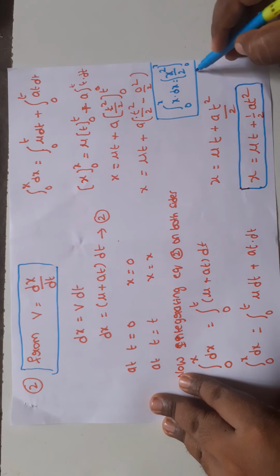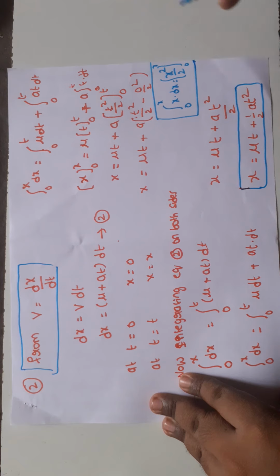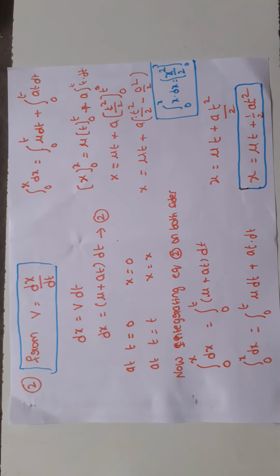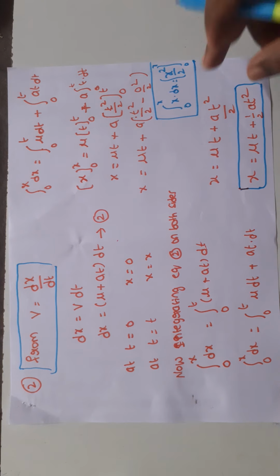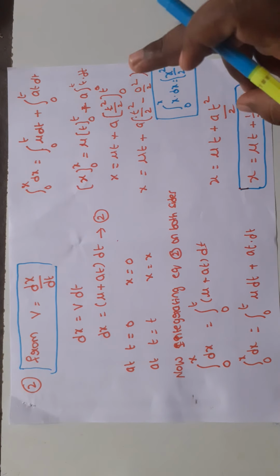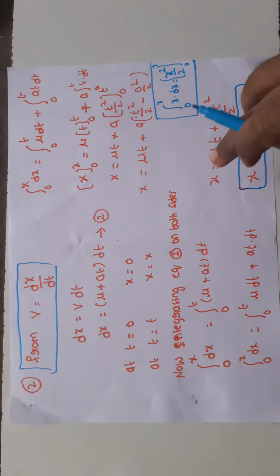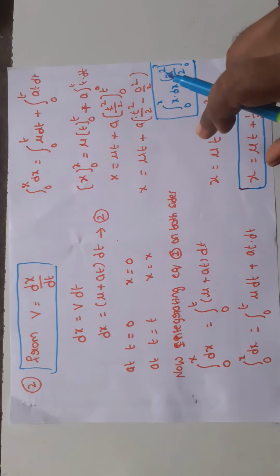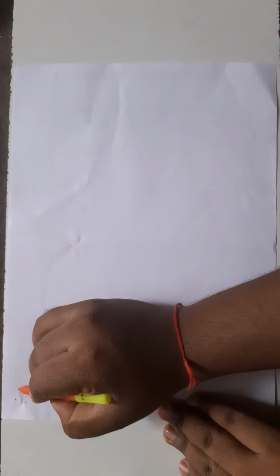So these are the differentiation and integration formulas. Integral of x dx equals x square by 2. Integral of v dv, v square by 2. Integral of t dt, t square by 2. This is the second equation of motion derivation. Okay, next, third equation of motion.